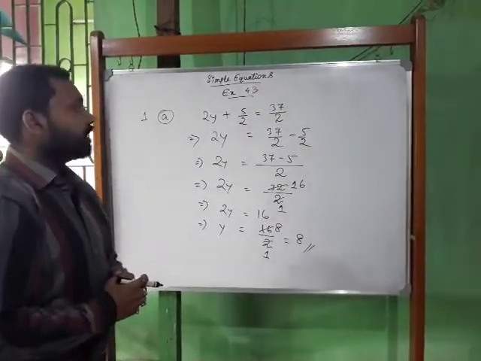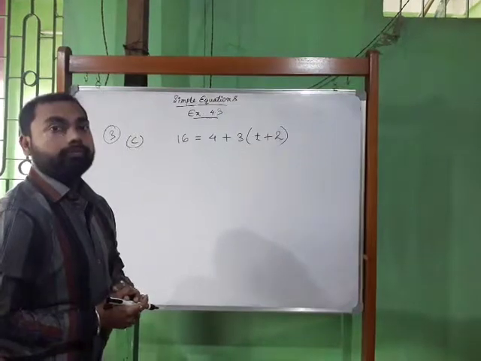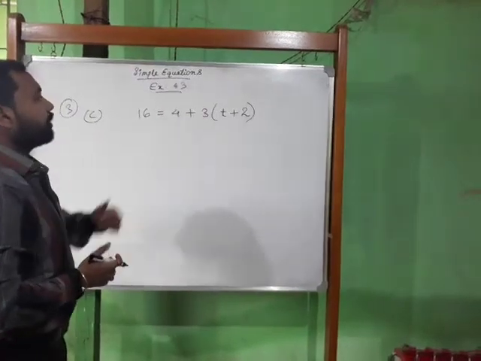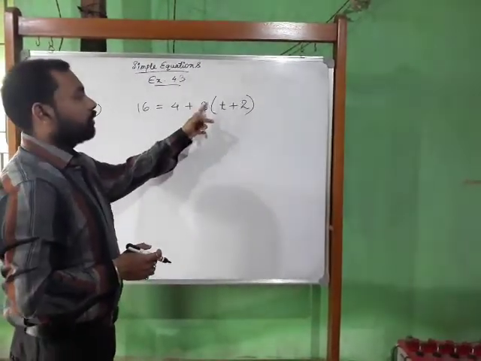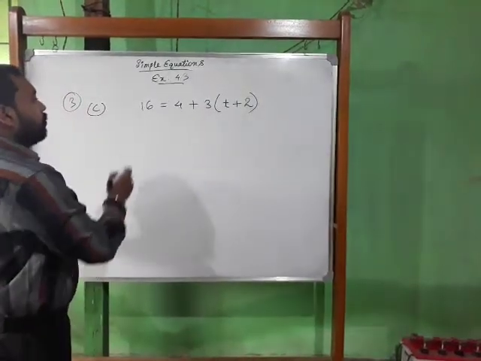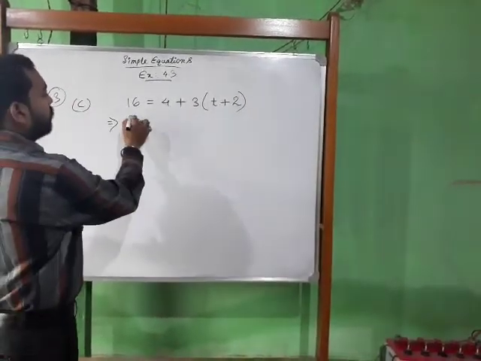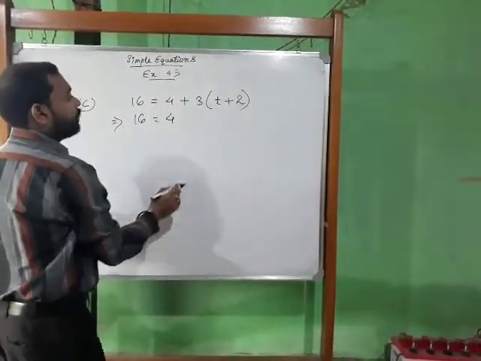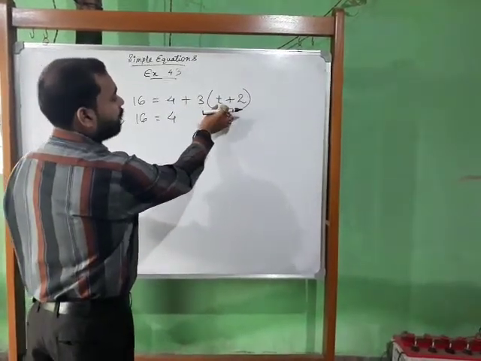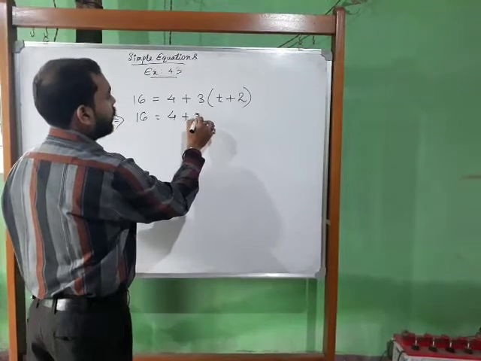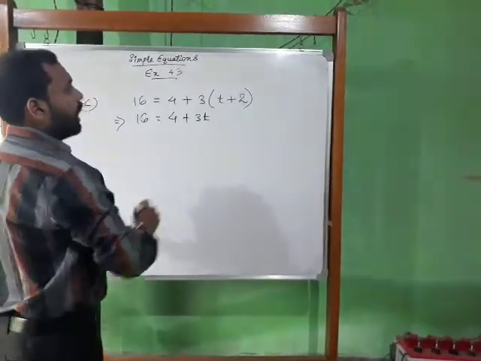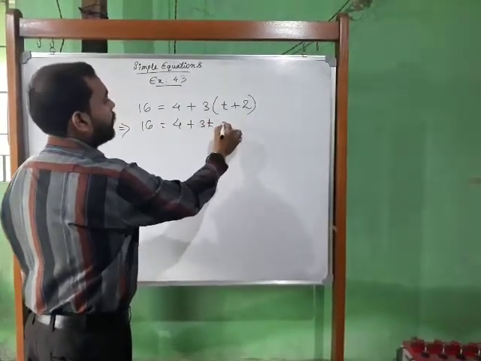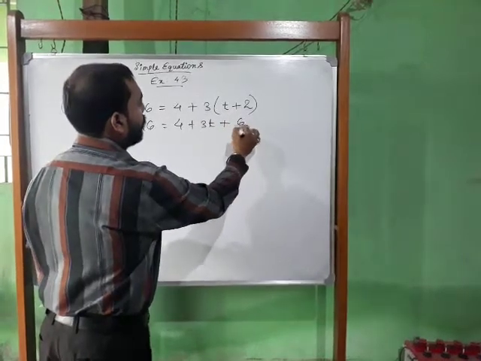Let us take one more example from question number 3. Okay. Now 3C, as you can see the question, 16 equal to 4 plus 3 into within bracket t plus 2. So how can we solve this equation? 16 equal to, at first we have to do the first bracket work. Okay, so 4, now you see when this plus 3 will be multiplied with this t, it will become 3t plus 3t. Okay, again when this plus 3 will multiply with this plus 2, it will become plus 6. 3 into 2 becomes 6.